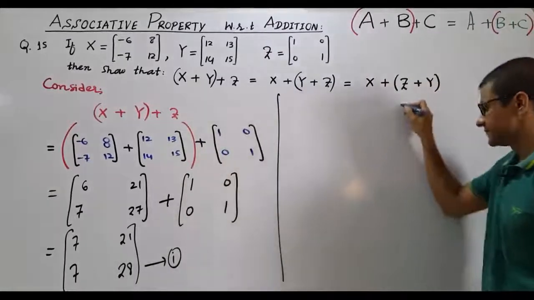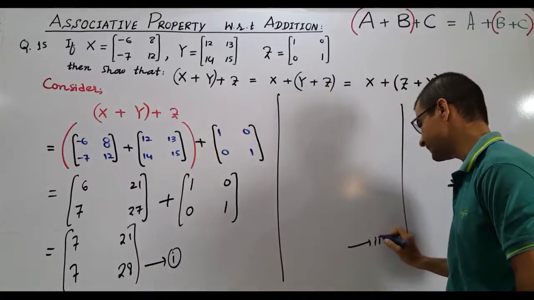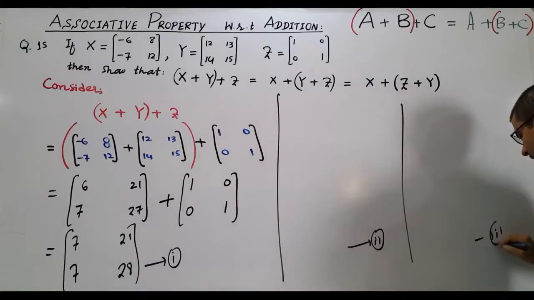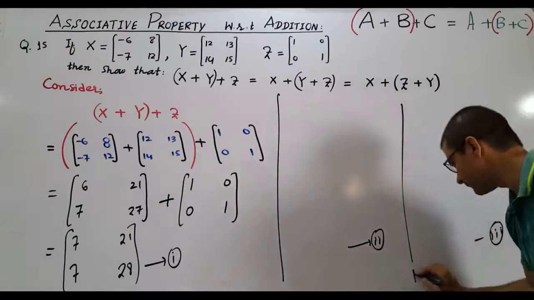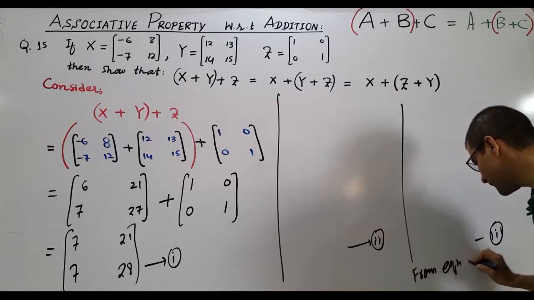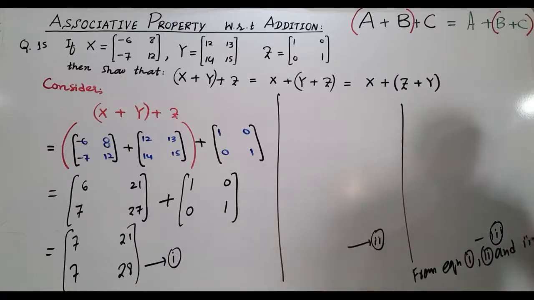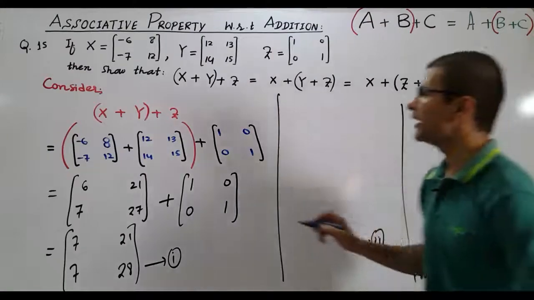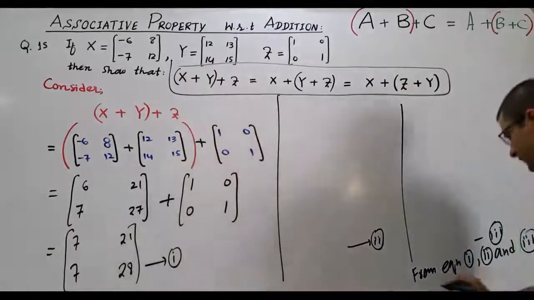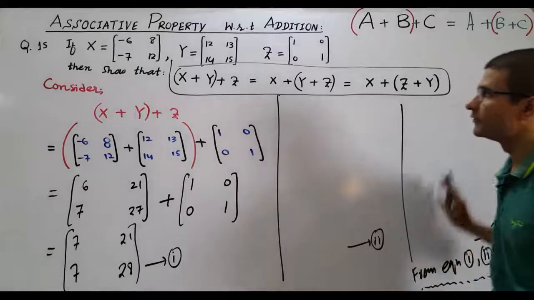Similarly, now calculate this as it is, then calculate this. The name of this result is 2 and the name of this result will be 3. At the end you will write, from equation 1, 2 and 3, this statement over here. This is the solution of this question.